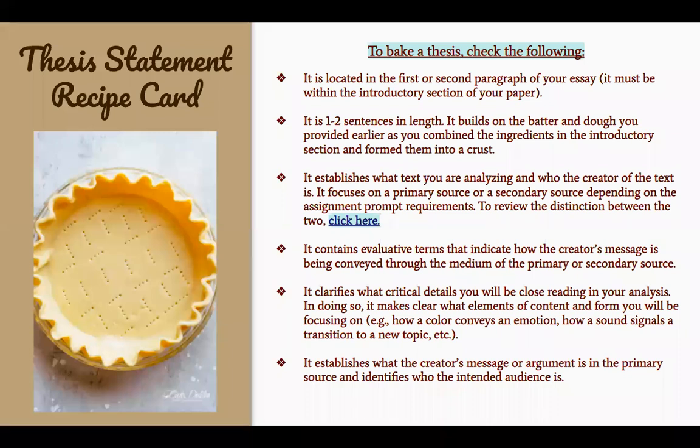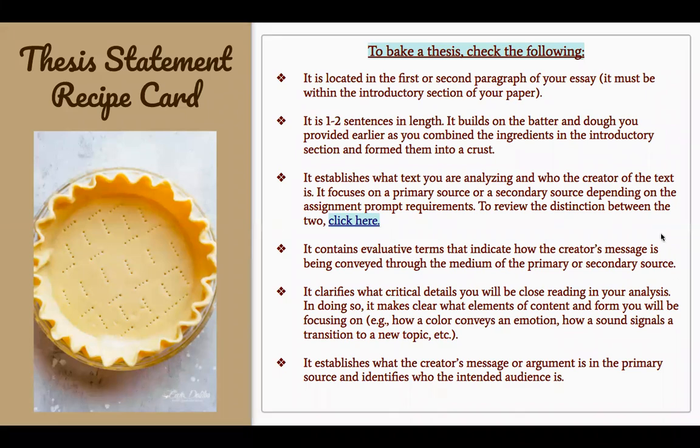And finally, it should establish what the creator's message or argument is in the primary source and identify who the intended audience is. And so depending on how you construct your introductory section, right, there's a possibility that you may have already covered this final bullet point earlier on in the introductory section with something like the ingredients in your intro, right, when you're mixing those ingredients together. But it's something that you want to make sure that you have acknowledged in some capacity with your thesis statement or intro section to ensure that your reader has a good understanding of what was the original intended purpose or use of this text and why was it distributed and circulated.